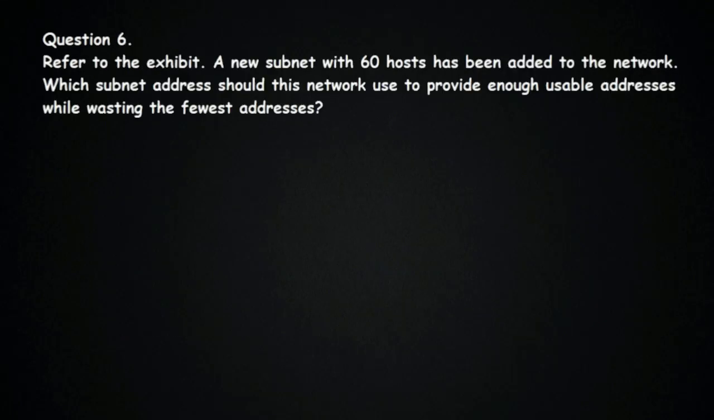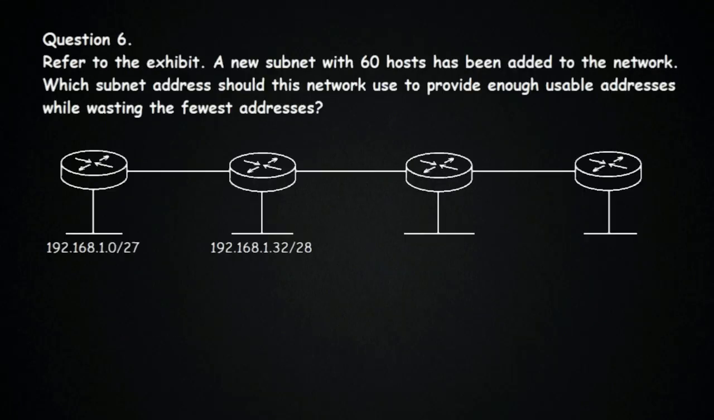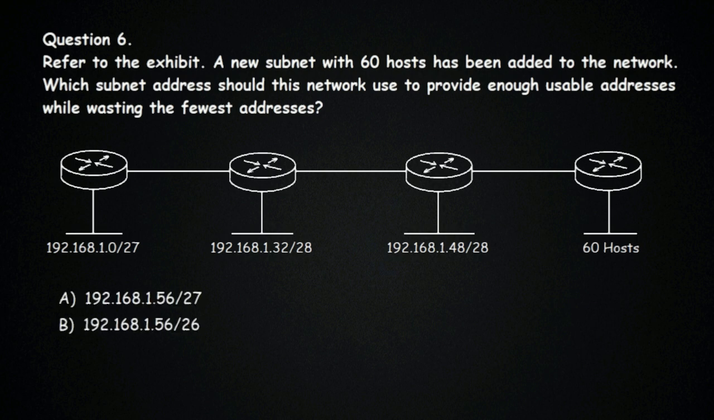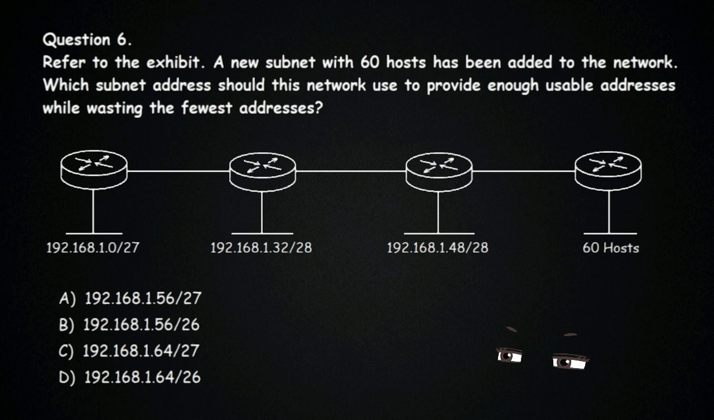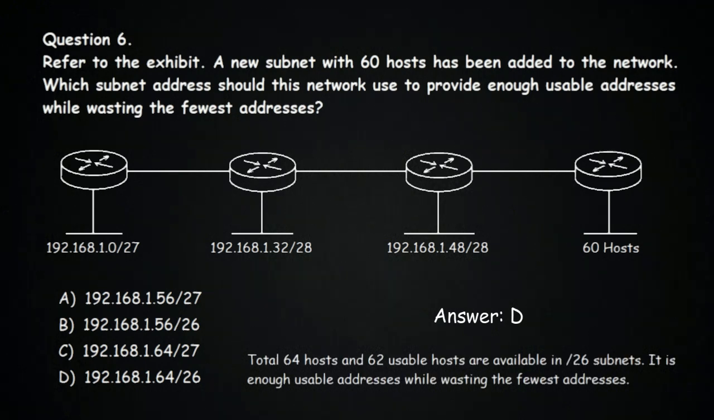Question 6. Refer to the exhibit. A new subnet with 60 hosts has been added to the network. Which subnet address should this network use to provide enough usable addresses while wasting the fewest addresses? Options. Answer is D. Total 64 hosts and 62 usable hosts are available in /26 subnets. It is enough usable addresses while wasting the fewest addresses.